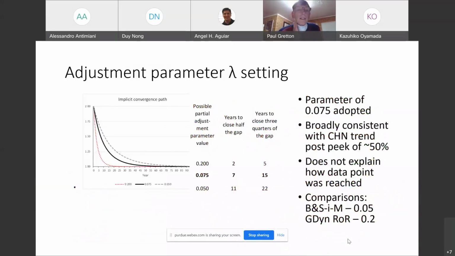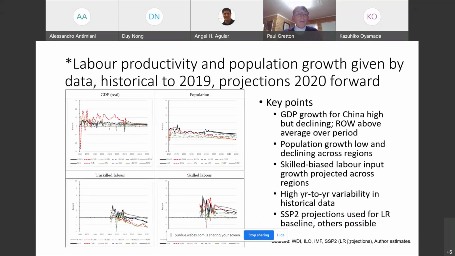Okay, now the other part is the adjustment parameter, which I'll mention briefly. The adjustment parameter adopted is 0.75. So that closes half the gap in 7 years. Some convergence literature in, say, Barro and Sala-i-Martin puts the convergence factor at 0.05, which is 11 years to close half the gap. And some GDyn rate of return work takes 0.2, which is 2 years. Looking at the historical data, 7 years seems to be a reasonable compromise, but the other values would also be an option. So now I'll move from that to look at the baseline.